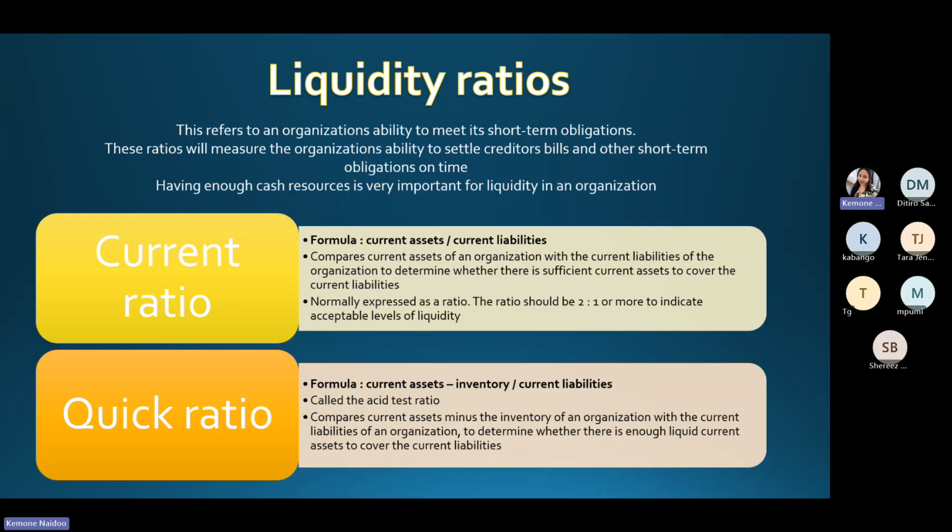So remember what an acceptable level of liquidity is. It's always 2:1 or more than that. Anything less means that we do not have enough assets to cover our short-term liabilities. Okay? Now, a quick ratio, this is also called an asset test ratio, and this was actually tested last year.